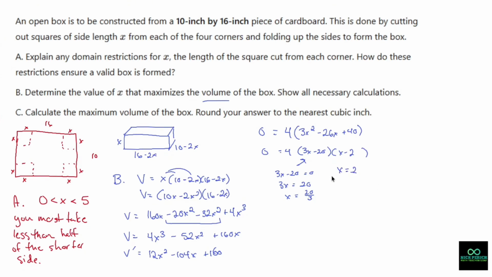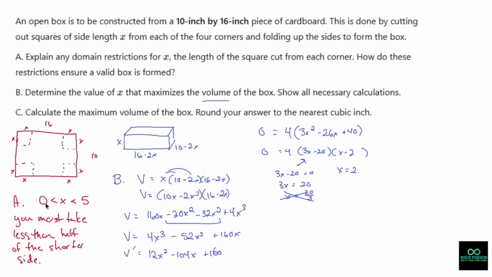Easy peasy. Now at this stage you should be yelling at your phone or computer screen, saying, 20 over 3 is 6.6 repeating, isn't it? Which lands outside of the domain that you're allowed to use, which means you are not an option. So I need to take my endpoints and this critical point, plug them into the original problem, and see which one maximizes the volume. By doing this, it'll allow me to answer part C at the same time.